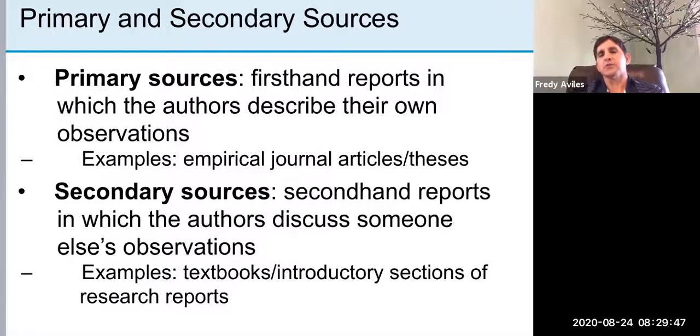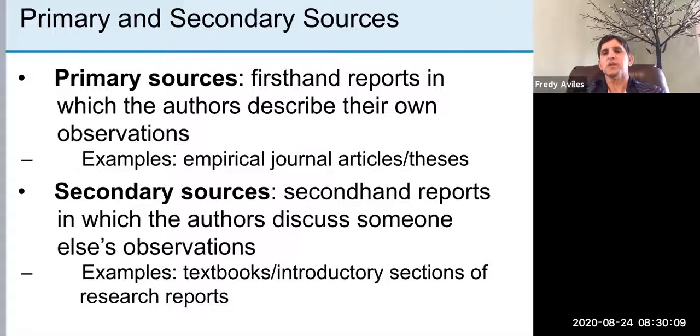The author or authors of that research study are primary sources. Their research article is a primary source of information. They were there, they did the study. So that's what we mean by a primary source when it comes to psychology. It's people who have done their own work.